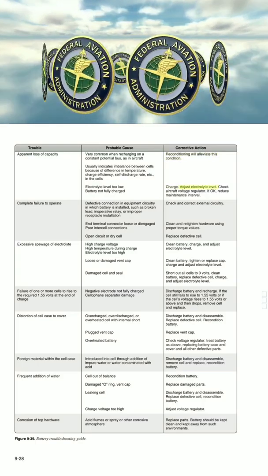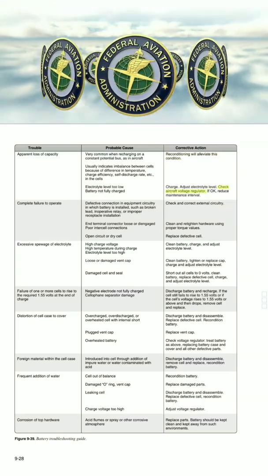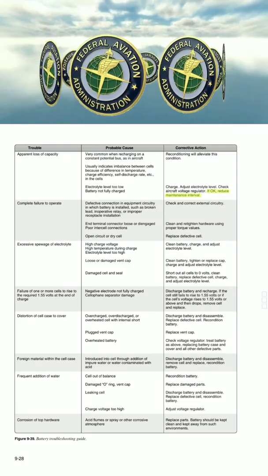Charge. Adjust electrolyte level. Check aircraft voltage regulator. If OK, reduce maintenance interval.